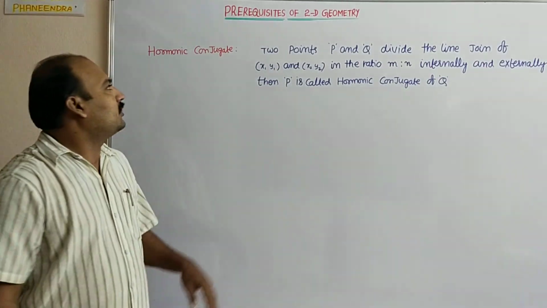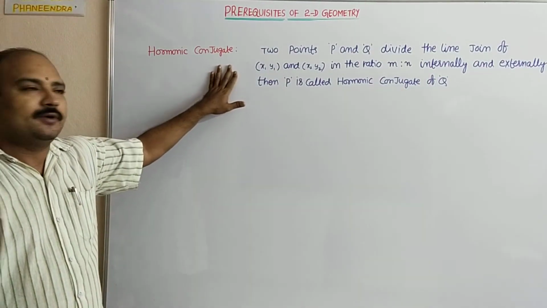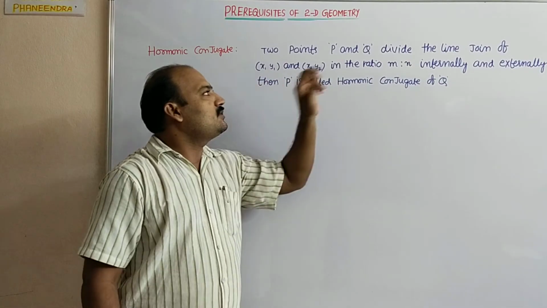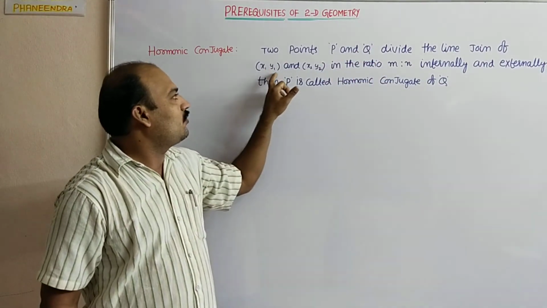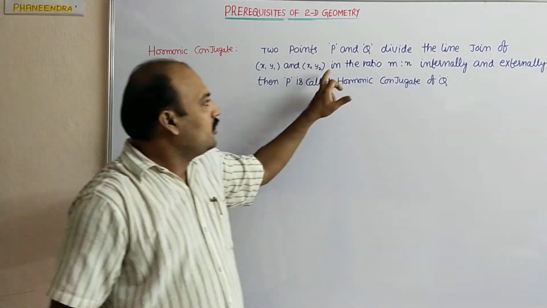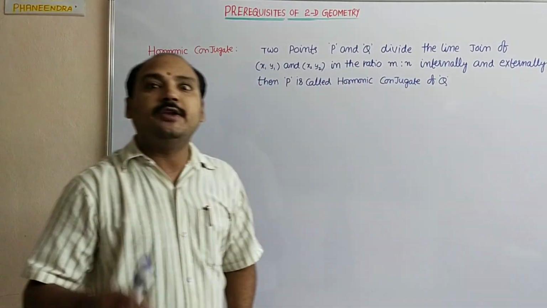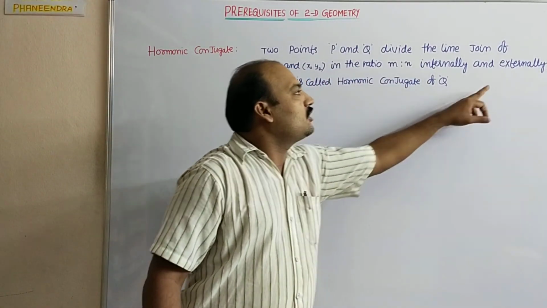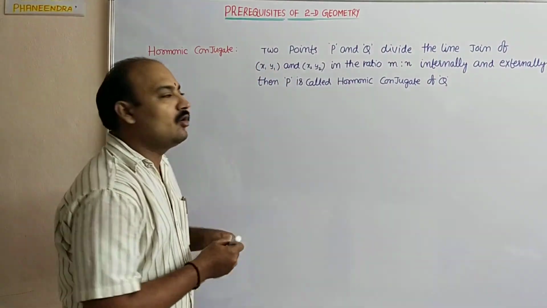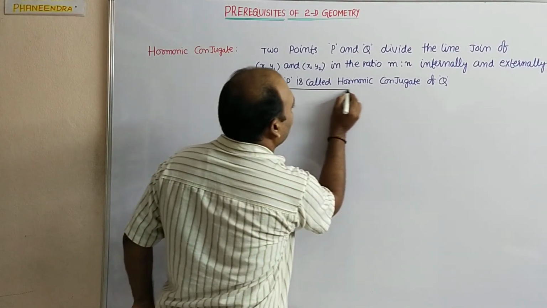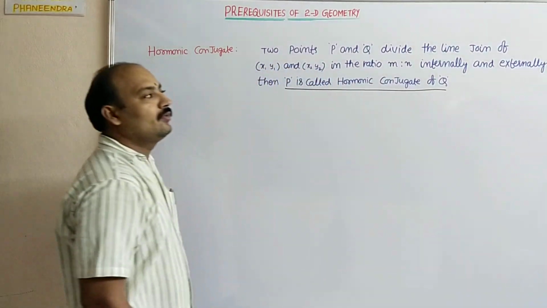The next concept, harmonic conjugate. The 2 points P and Q divide the line joining of x1, y1 and x2, y2 in the ratio m is to n internally and externally. Then P is called the harmonic conjugate of Q.